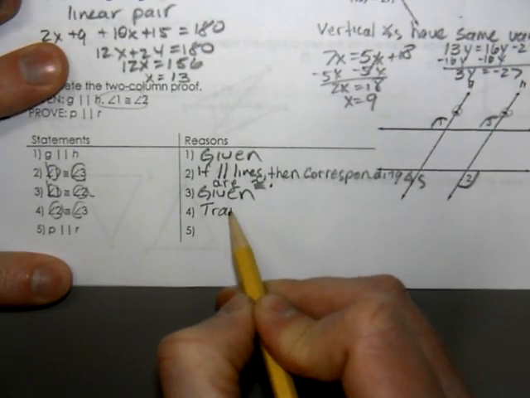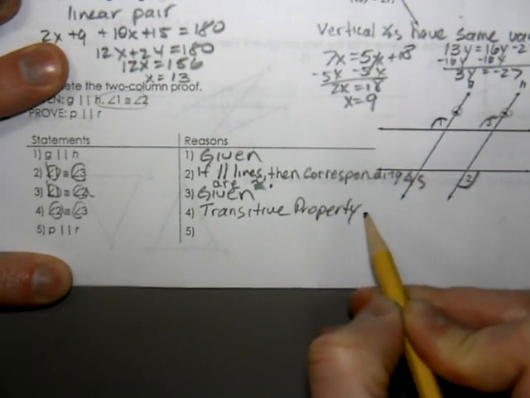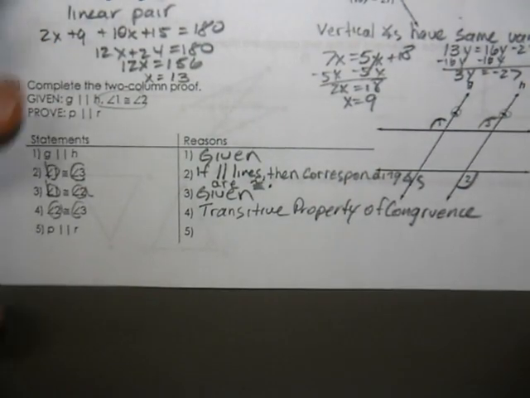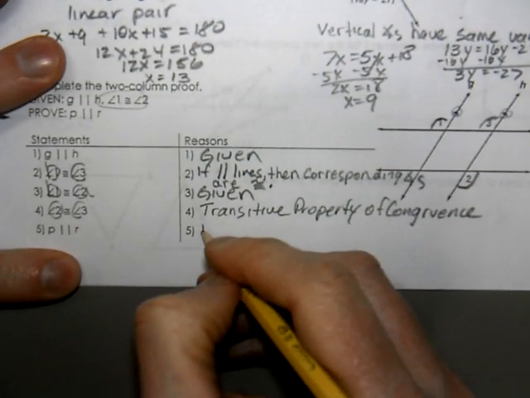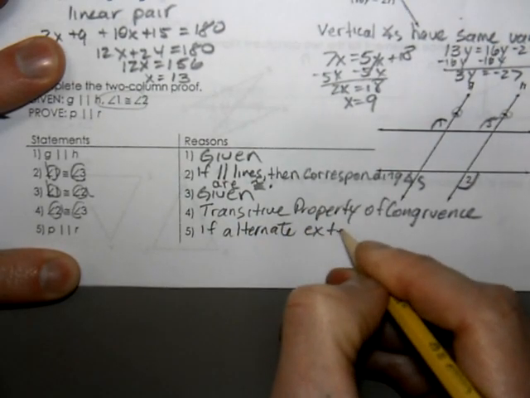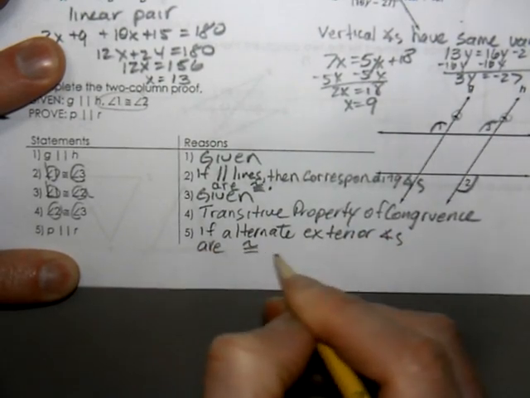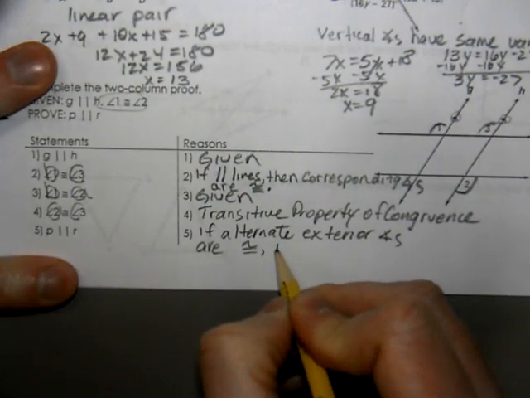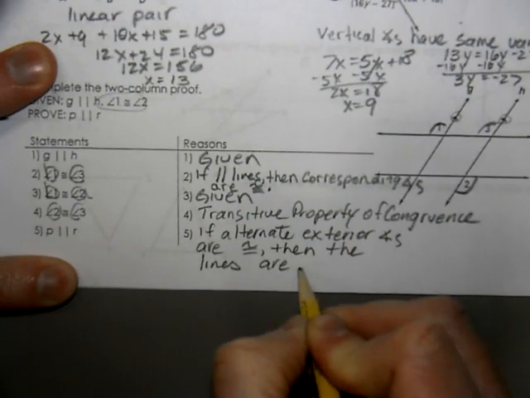That's called the transitive property of congruence. P is parallel to R. How do we know that? If alternate exterior angles are congruent, and that's what we had prior to it. We talked about how 2 and 3 were alternate exterior. Then the lines are parallel.